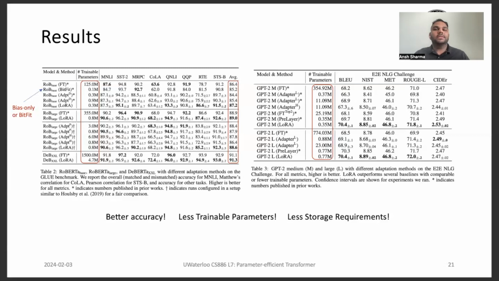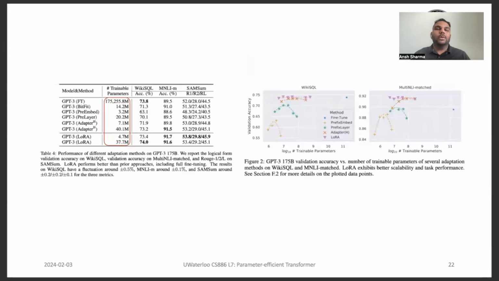A similar trend can be seen in the GPT-2 large trainable parameters and accuracy, with LoRA outperforming other approaches in most cases. When LoRA is utilized with GPT-3, we can see it only uses 37.7 million and 4.7 million new parameters to reach a slightly higher accuracy when compared to fine-tuning with 175 billion new parameters. These trends are mapped out on the graphs on the right as well, where LoRA outperforms all the other approaches in terms of accuracy.